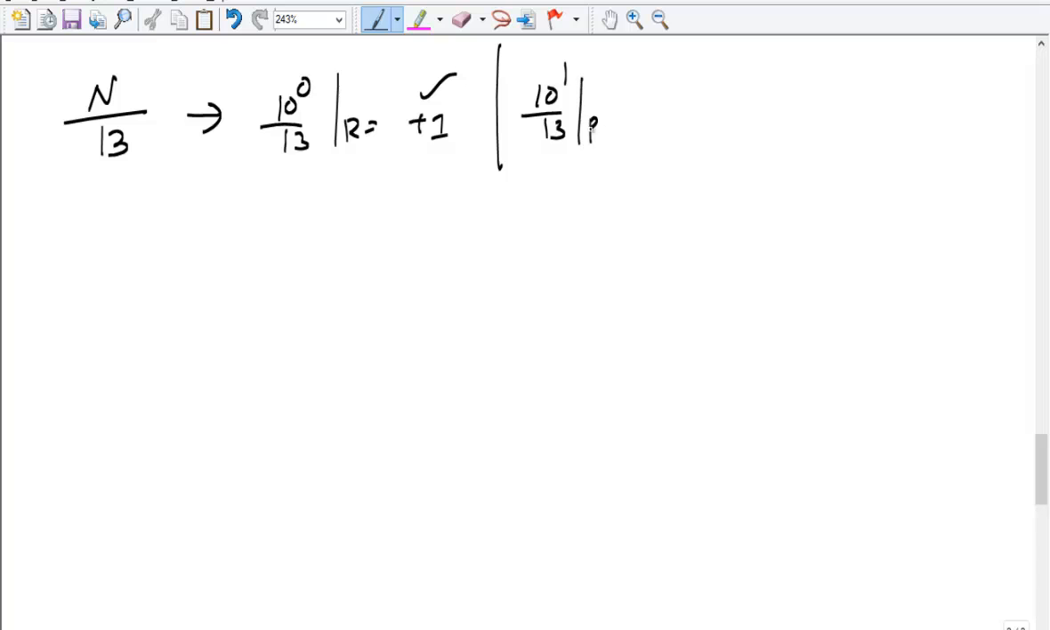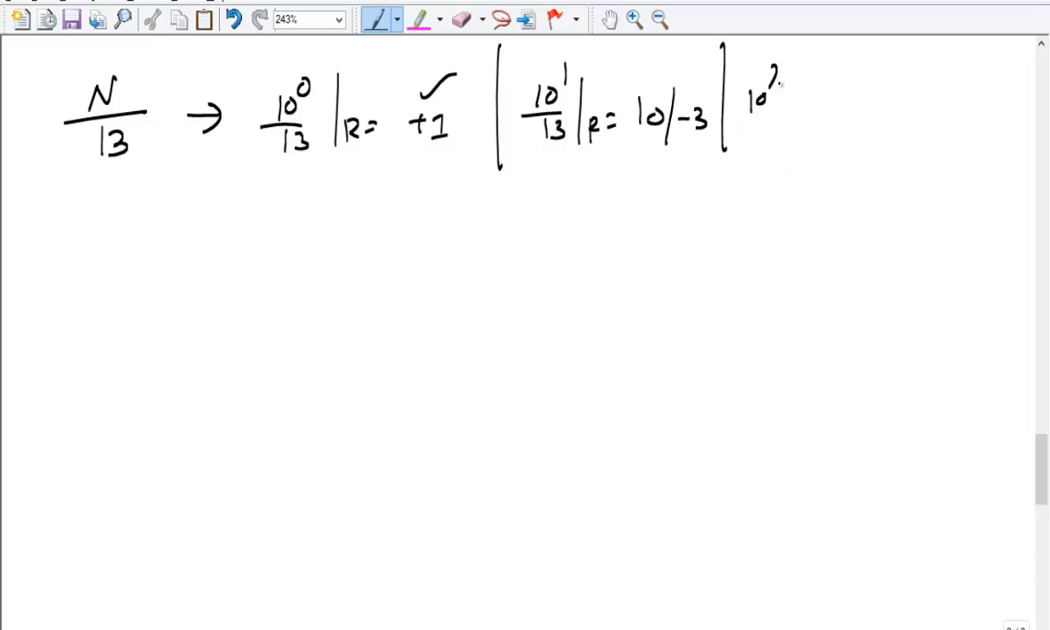Now the same thing, we have got a new divisor, 13. What we just need to do is, instead of trying to divide the whole number, first take 10 power 0 by 13. Okay, remainder is plus 1. Very good. 10 power 1 by 13. The remainder is 10, or you can take it as minus 3.